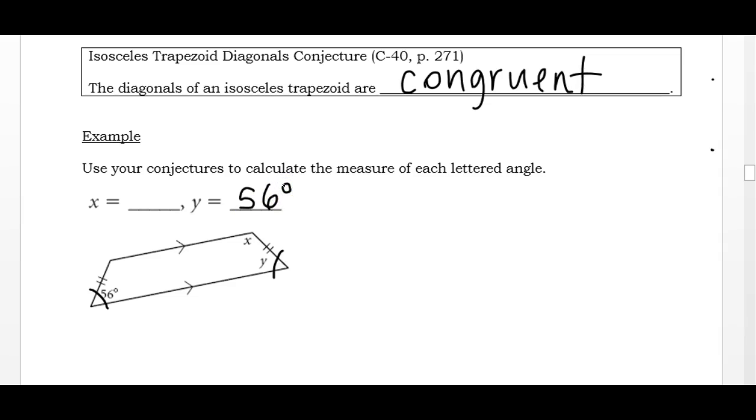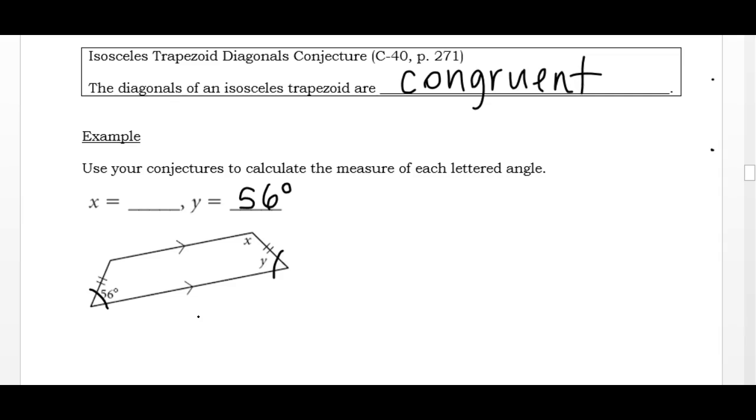And if you can look at these trapezoids, I mean, the conjectures are pretty intuitive. If you just think about, this is symmetric, reflect the image across, and the numbers match up. So I'm going to now try to find X.